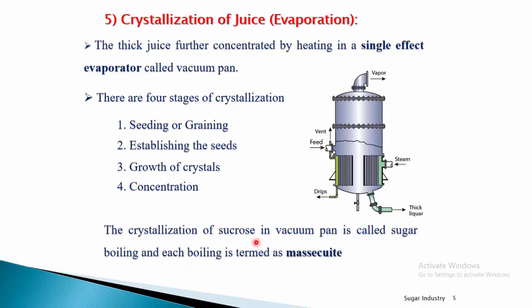The crystallization of sucrose in a vacuum pan is called sugar boiling, and each boiling is termed a massecuite. This is very important.